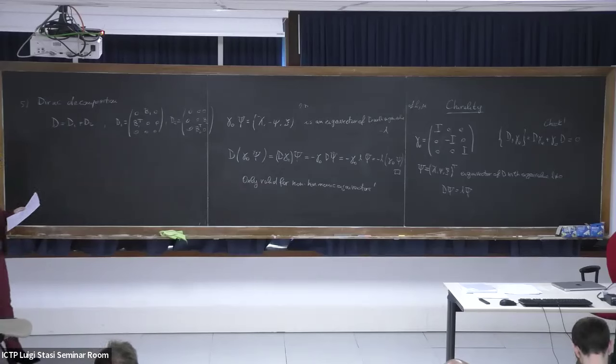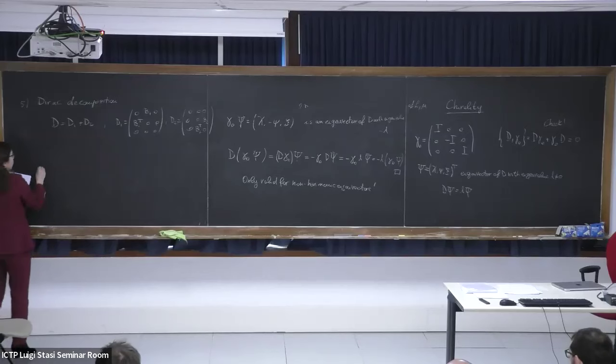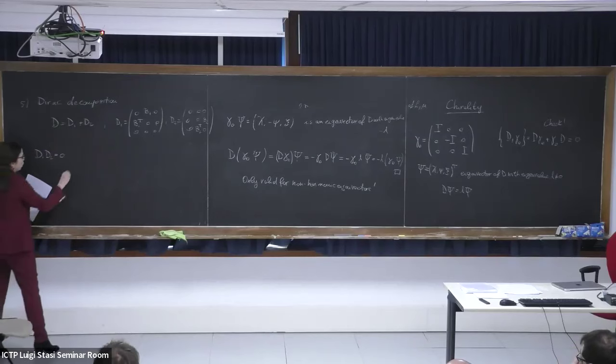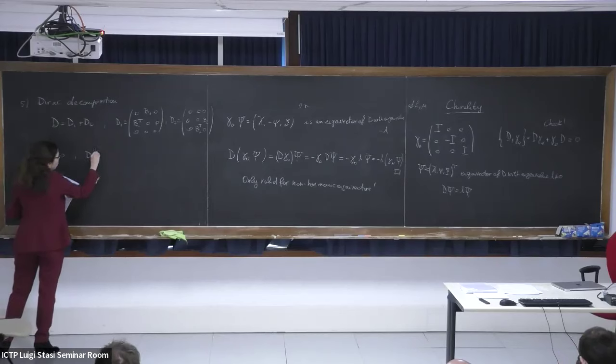And why will we call this Dirac decomposition? Because you can actually show that D1 D2 is equal to zero. And you also show that D2 D1 is equal to zero.